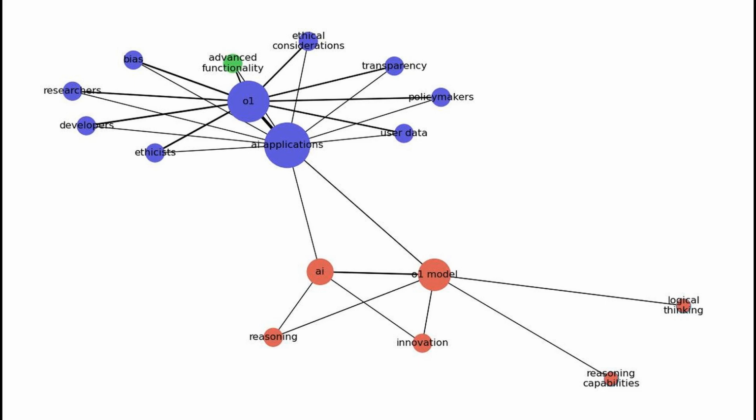4. Impact on AI applications. The UN model's integration into various applications, such as coding assistance, stands to transform how individuals and organizations approach problem solving. By providing better and more logical answers, it can significantly improve productivity and innovation across different fields.